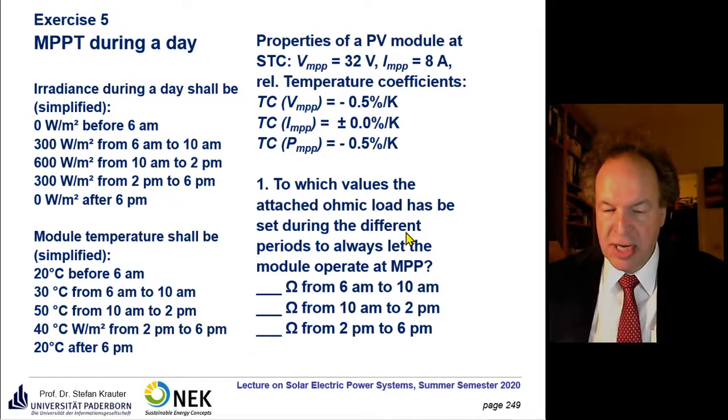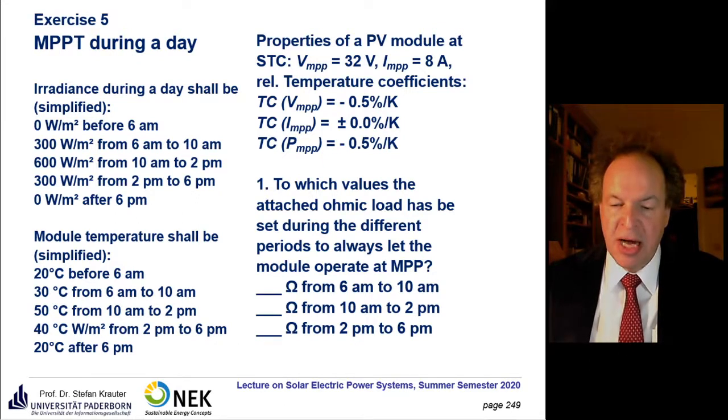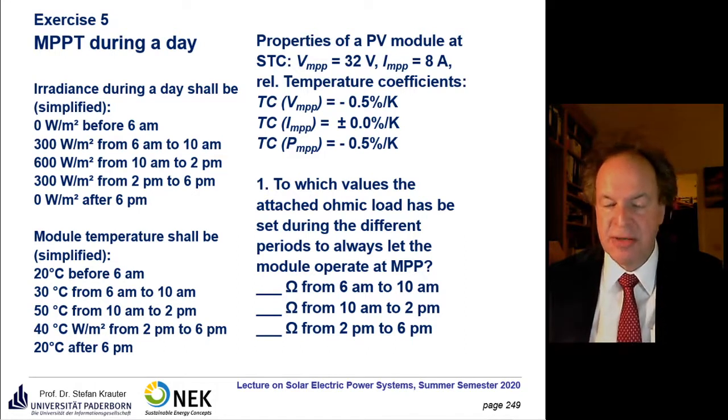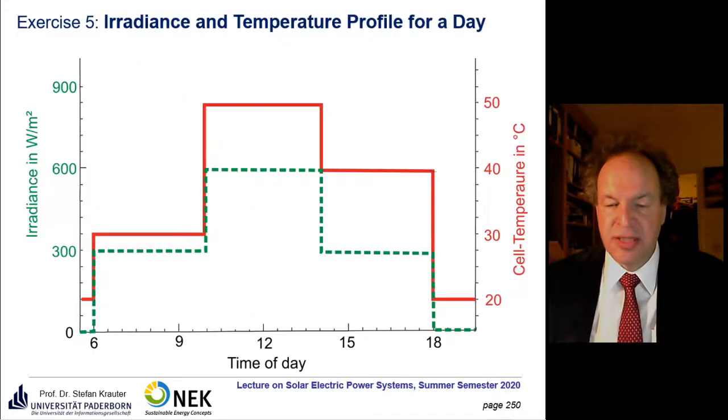So the question is which resistances we have to attach in order to keep the system working in the maximum power point. Before 6 a.m. and after 6 p.m., it's no question, there's no irradiance, so it doesn't make sense to calculate it. But here we have to find out what's the optimal resistance between 6 a.m. and 10 a.m., between 10 a.m. and 2 p.m., and from 2 p.m. to 6 p.m. Same as in exercise 4, we make a draft of the temperature and irradiance profile.